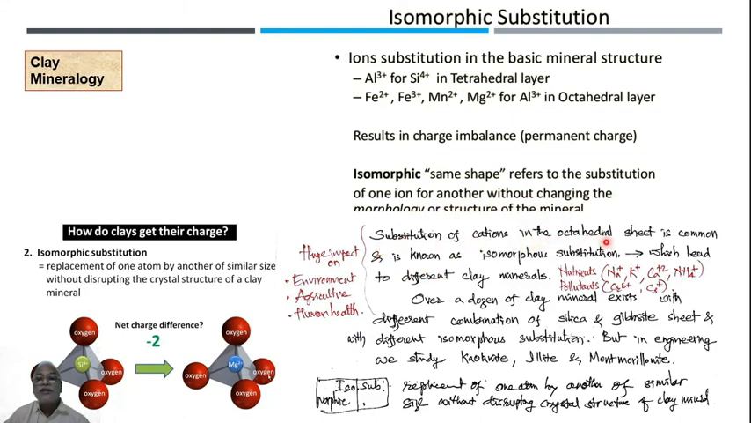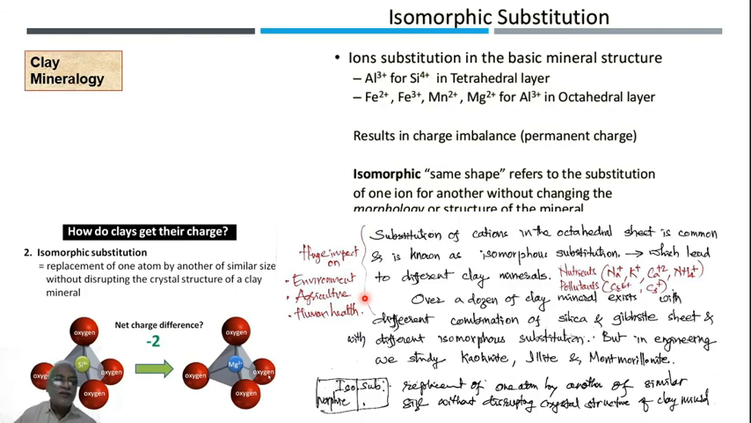Substitution of cations in the octahedral sheet is common and is known as isomorphic substitution, which leads to different clay minerals. Right? You have seen those clay minerals, illite, and then kaolinite, and then montmorillonite. Of course there are vermiculite, and the chlorite minerals are also there. The important ones are kaolinite, illite, and the most important is montmorillonite.